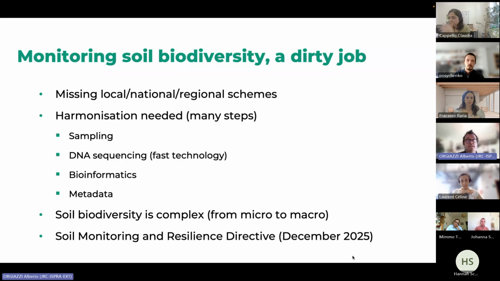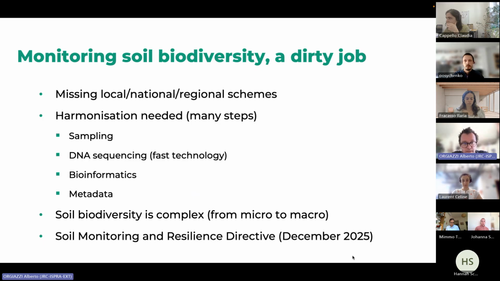Of course, all this is not easy. While LUCAS soil biodiversity is a good example, I would say it's an exception. There are not many soil biodiversity monitoring schemes at national and regional scale. Monitoring soil biodiversity for all the things that I said before is not easy. Also, using molecular biology is not easy because there are many steps that need harmonization. There are different methodologies for extracting DNA, for analyzing the data, for DNA sequencing. So there is a lot of discussion within the scientific community to try to harmonize all these steps.